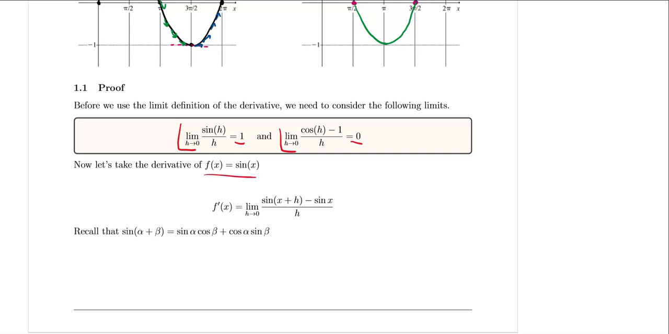Now that we have these limits at our disposal, let's go ahead and take the derivative of the sine function. Using the limit definition of the derivative, we have f prime of x equals the limit as h approaches 0 of sine of x plus h minus sine of x, all over h. Notice here that we are encountering the sine of a sum.